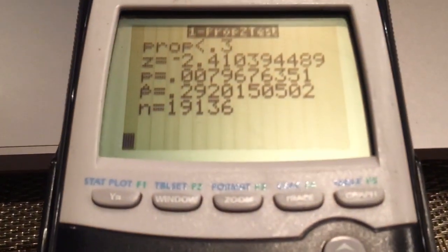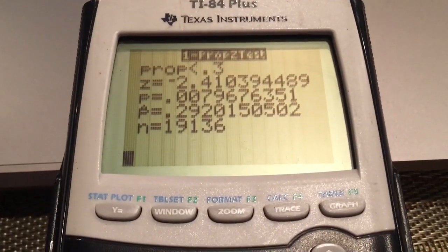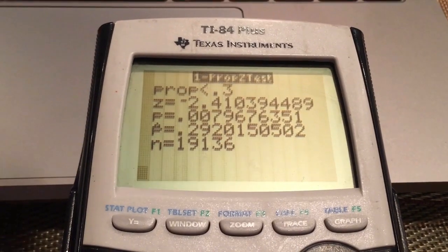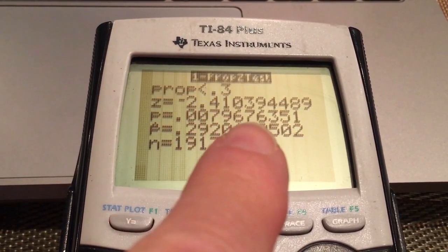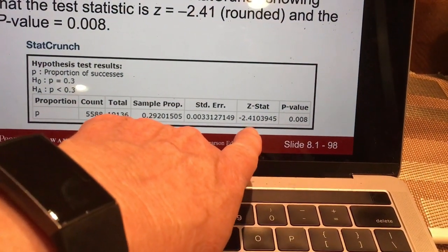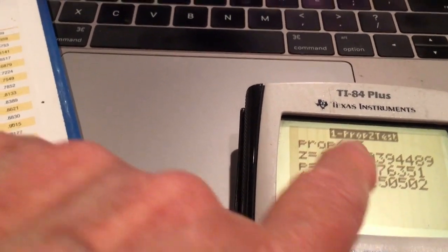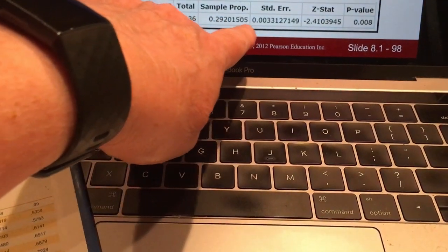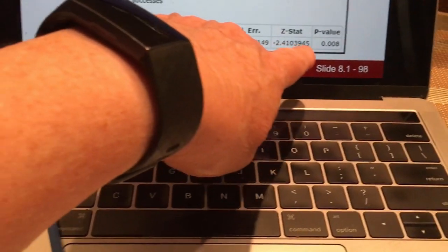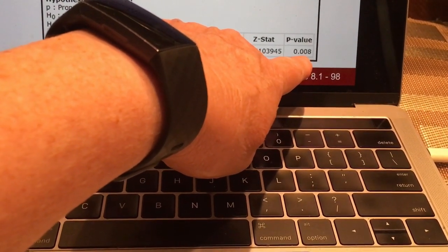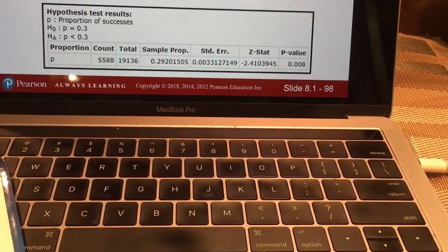Here I have this on my screen. I entered the pertinent data just like I did last time, and you can see that I have a z-score of negative 2.41, and that matches what we have up here on the screen. Then I have a p-value of 0.00796, and over here they give me 0.008, which is not as accurate, but it's the same thing.